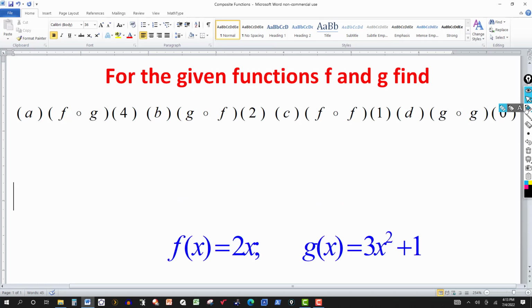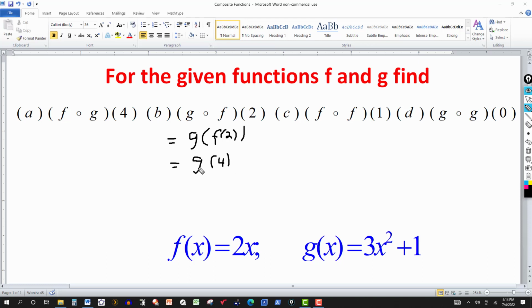Okay, let's look at the next one. We want g composed with f at 2. So we want to find the value of the composition function g of f of 2. So this becomes g of f of 2. And then we just work from the inside out. This is g, and then f of 2, we go to the f function, put a 2 where the x is. 2 times 2 is 4, so this is 4.